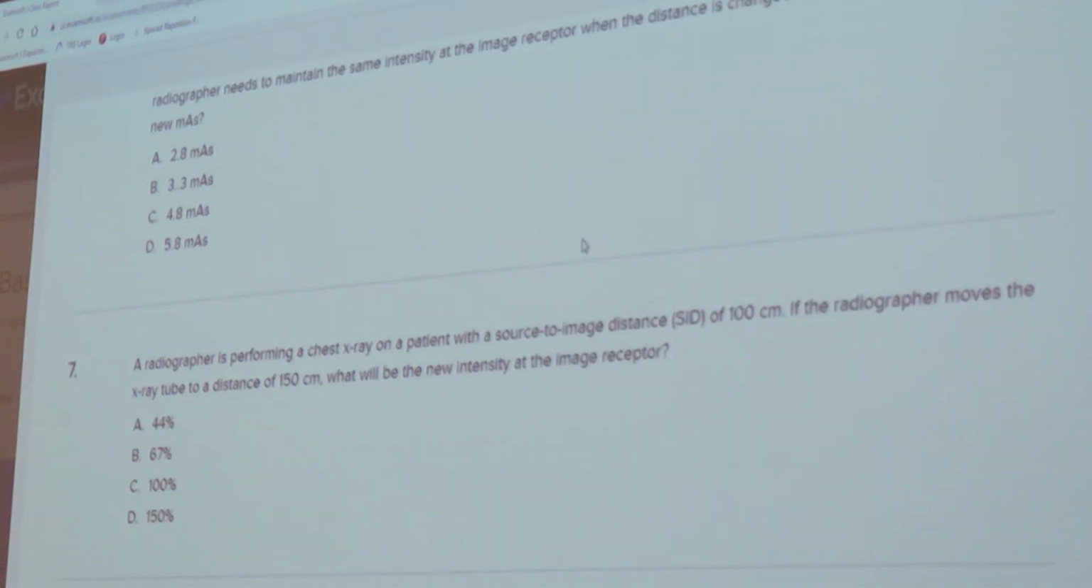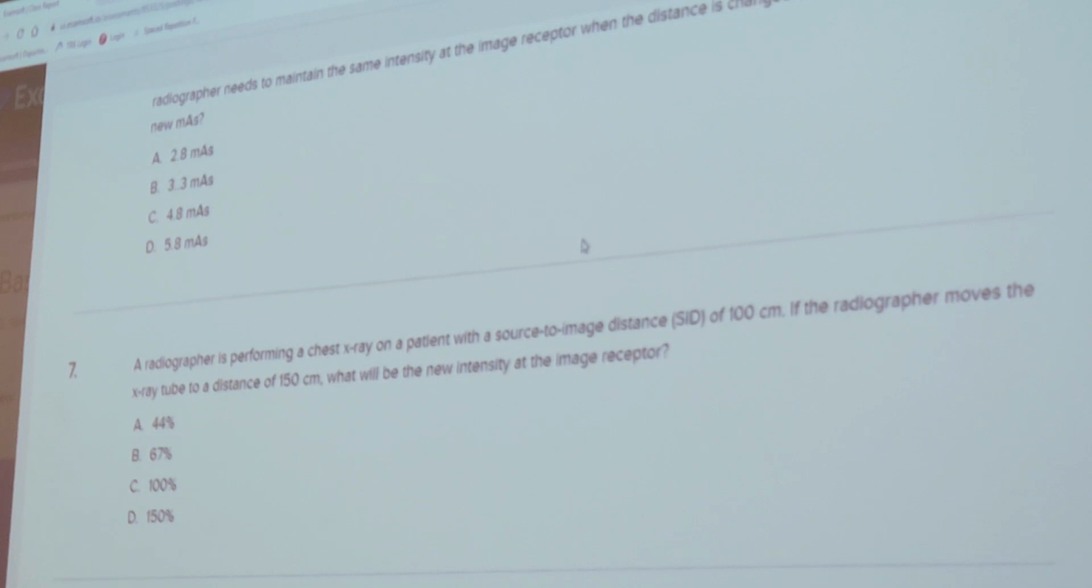Increasing or decreasing. An X-ray tech is performing a chest X-ray on a patient with a source to image distance, SID, of 100 centimeters. If the X-ray tech moves the X-ray tube to a distance of 150 centimeters, what would be the new intensity at the image receptor? As you can see, you don't see the word maintain, and it's asking what the new intensity is. That sounds like the inverse square law. What was the hardest part when you tried to solve this? I first said 100 squared by 150 squared, and I just wasn't able to do it.